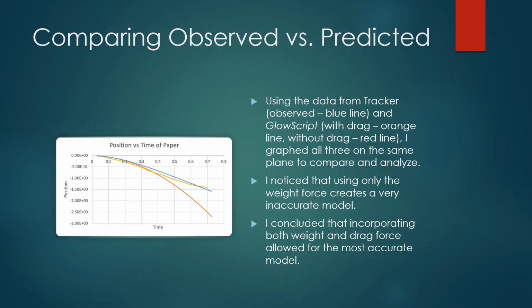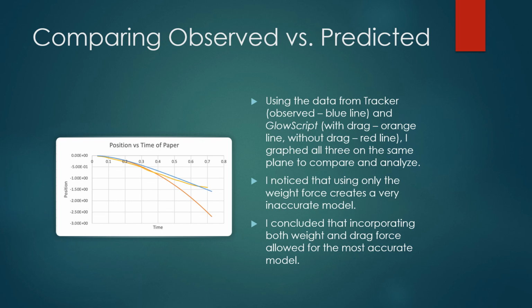So here are all three graphed. The blue line is the observed model of that paper ball falling. The red line is the model that only accounted for the weight force, and the yellow line is the model that accounted for both the weight force and the drag force. So I noticed that only using weight force creates an inaccurate model. As you can see, it falls off a lot faster than the observed model does. So I concluded that incorporating both weight and drag force allowed the model to be the most similar to the observed model.